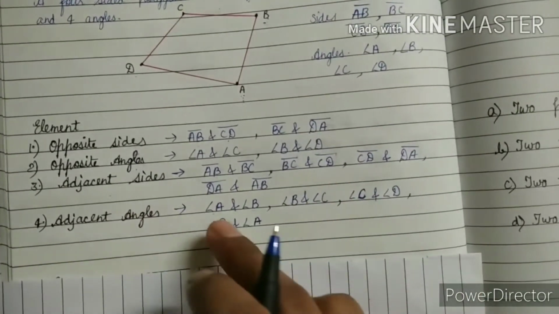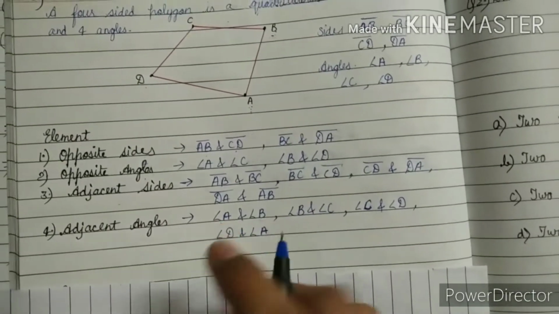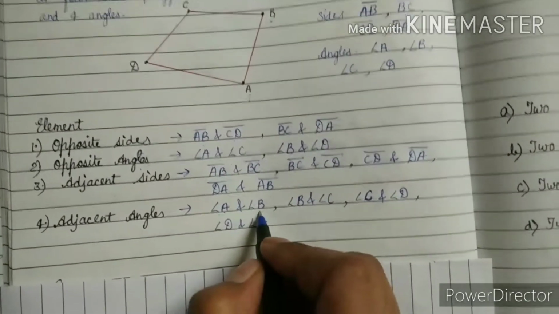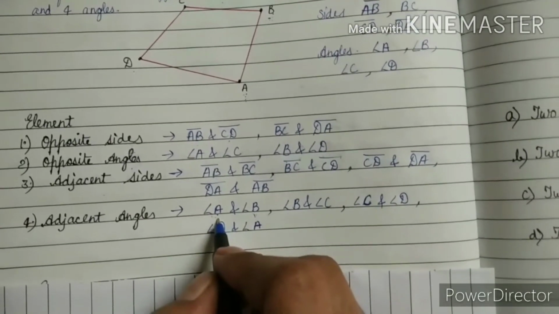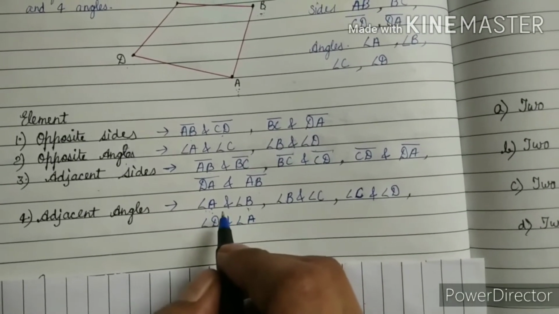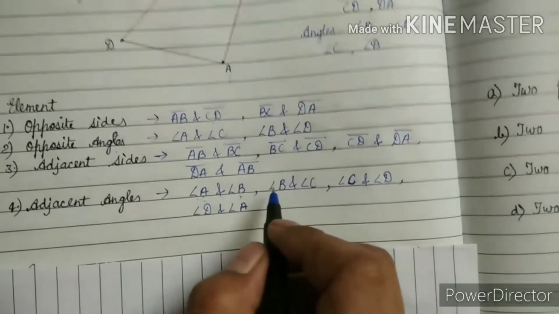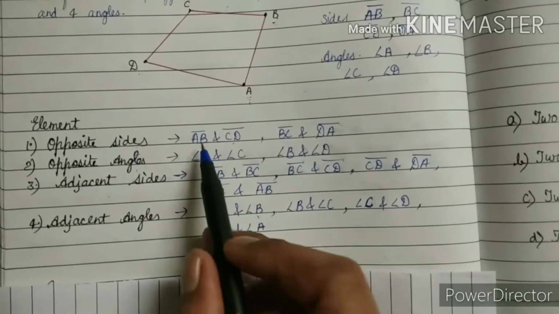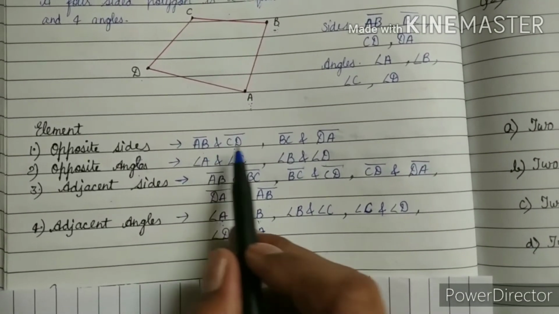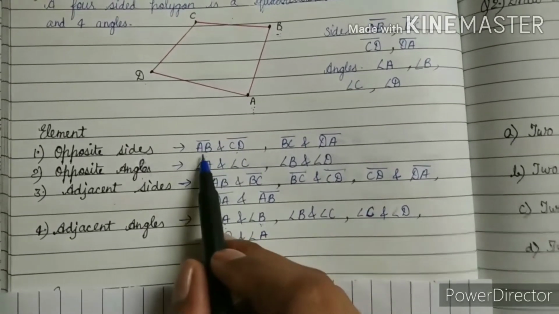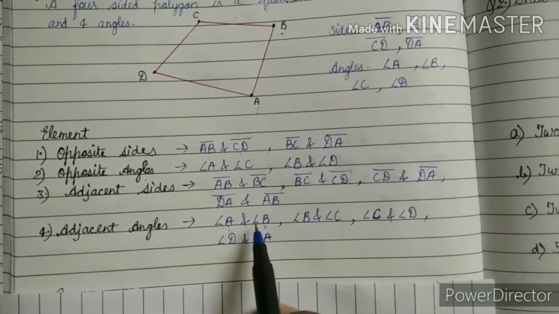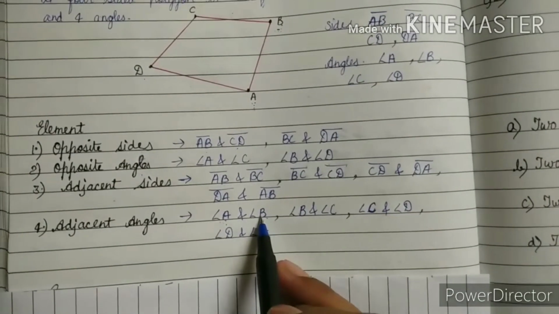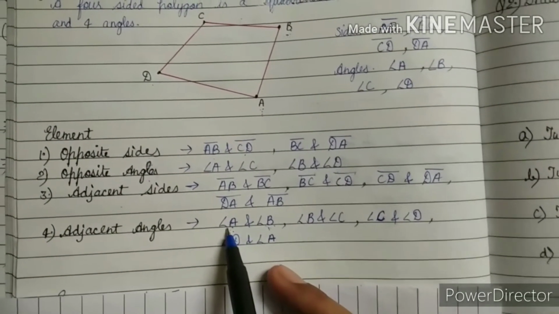They are reversible. If A is a neighbor of B, then B is also a neighbor of A. The neighbor of angle A is B, and the neighbor of angle B is also angle A. The reversible condition is there. On one side we are going and on the other side we are coming. Like, AB opposite is CD, so CD opposite is AB also. Same as angle A adjacent is angle B, so angle B adjacent is also angle A.